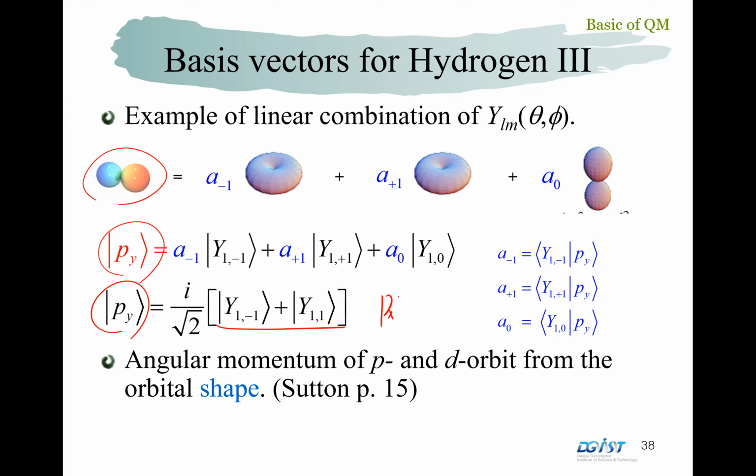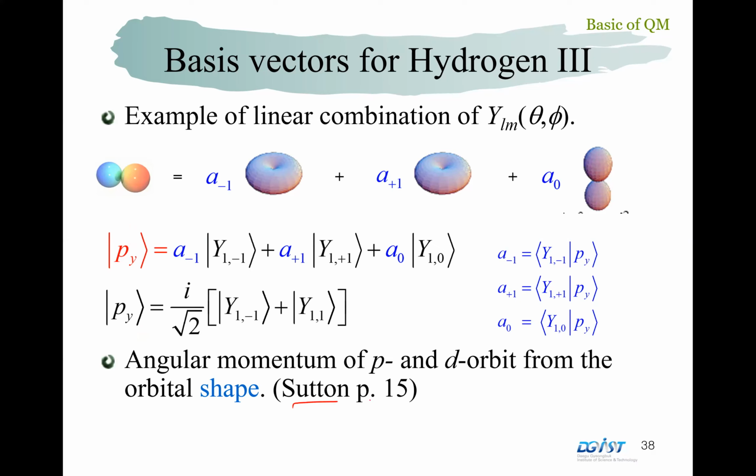And maybe px can be obtained by taking the minus sign here. I'm not sure, but there is some kind of linear combination. And also pz needs some linear combination of these three. Then somehow you can obtain the p orbital with this linear combination of the spherical harmonics.